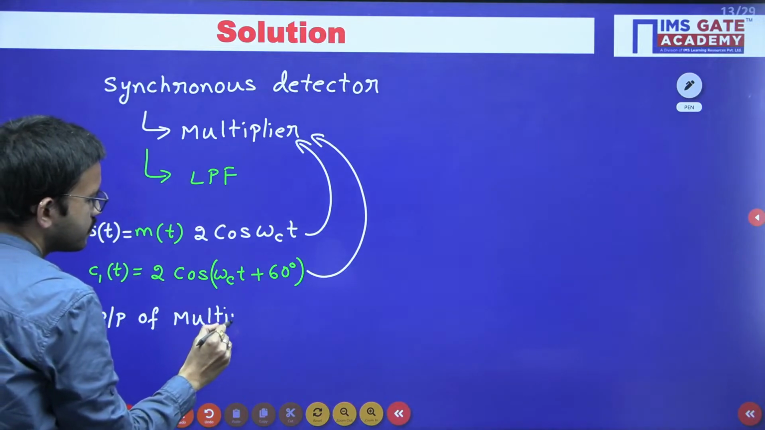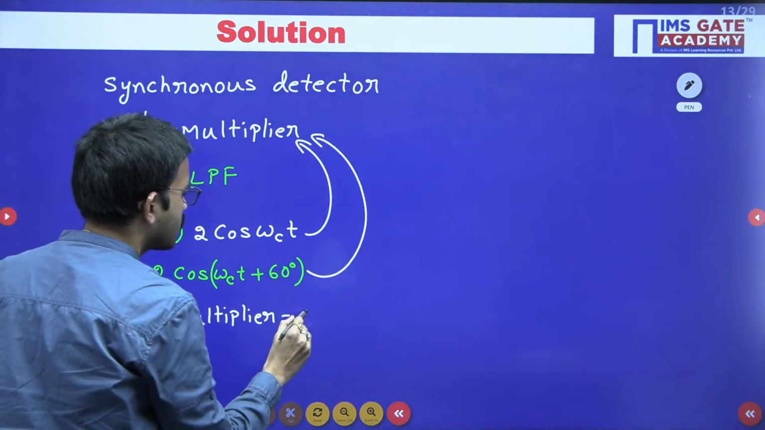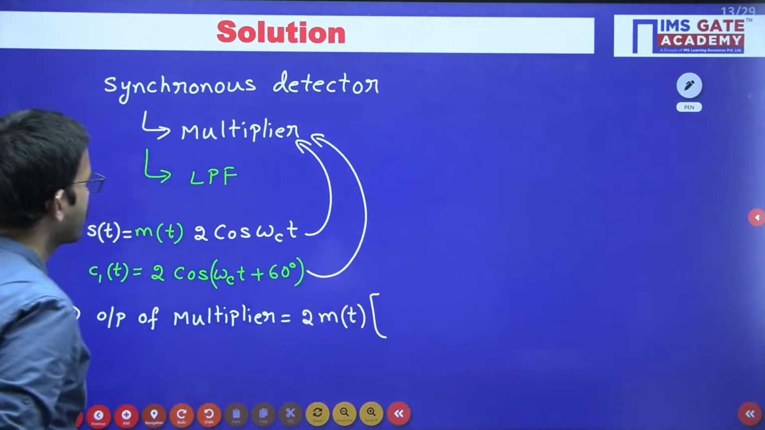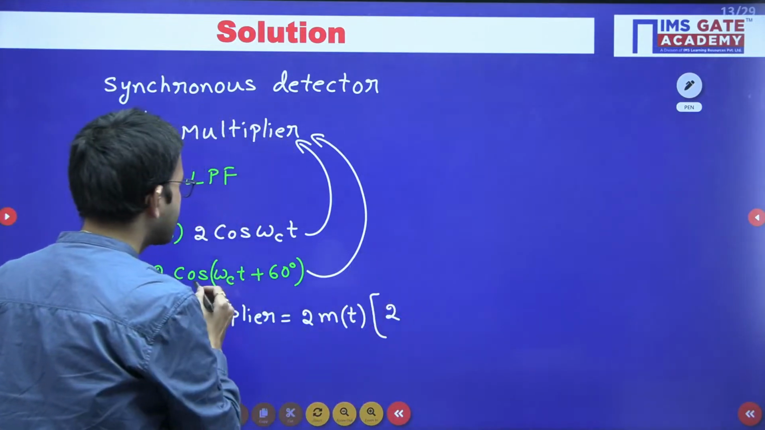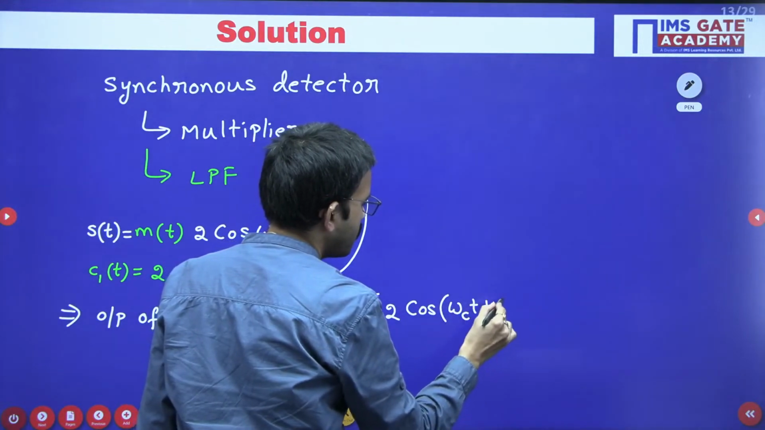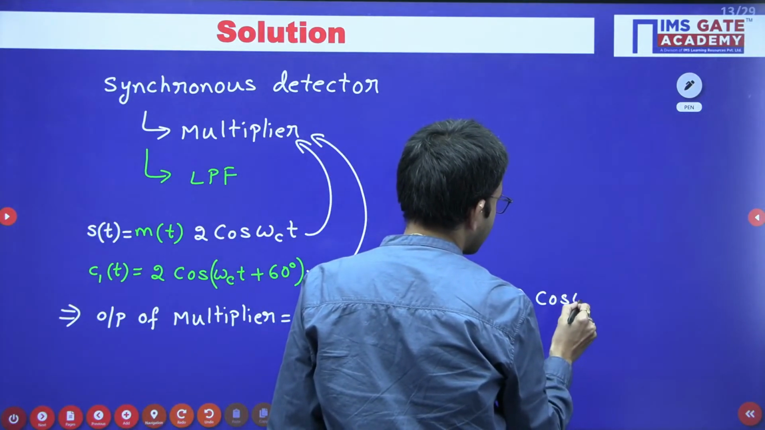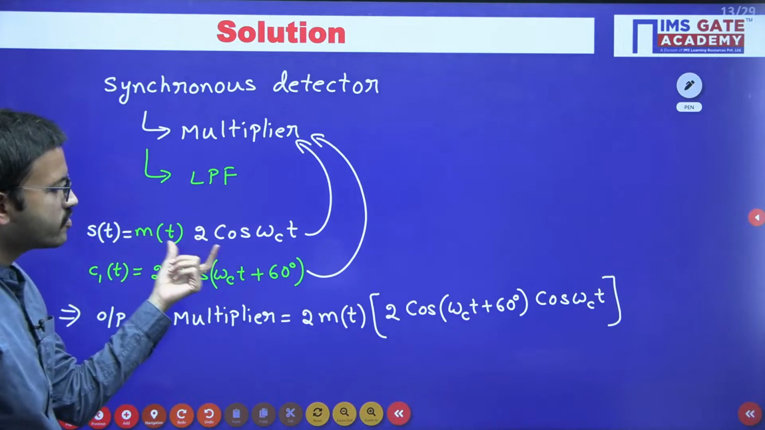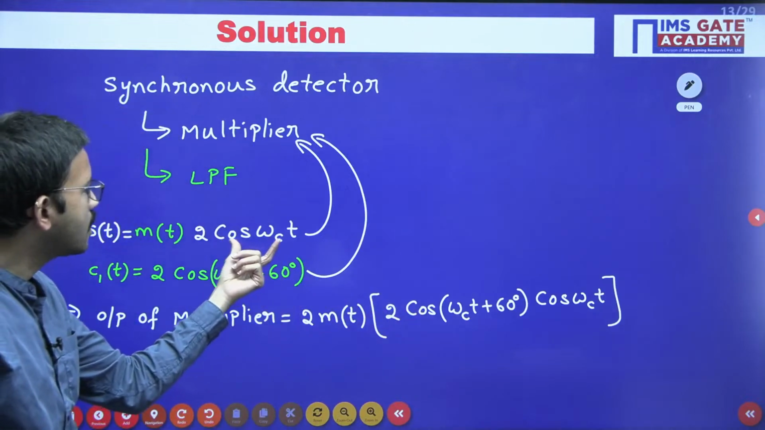Output of multiplier: for the timing I will represent it like this, and you will come to know shortly why. 2 times m of t into 2 times cos of omega ct plus 60 degrees into cos omega ct. Just carefully observe: 2 times m of t is there, 2 cos omega ct plus 60, and then cos omega ct.